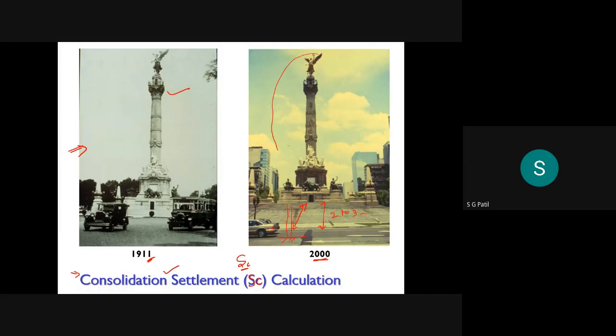So how to calculate this settlement? For that, we should know the consolidation theory. In the previous semester, we had a chapter called consolidation, in the 5th module, I think, in basic soil mechanics. There we studied two concepts. In the consolidation settlement, there are two important parameters. One is, where should I write?